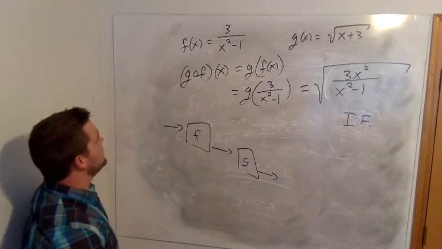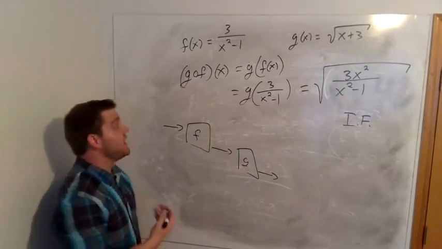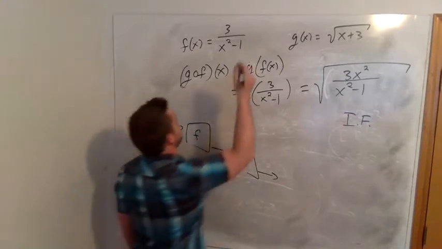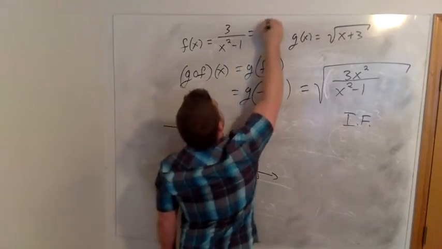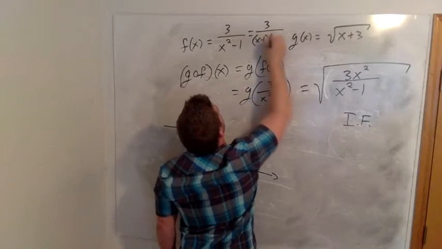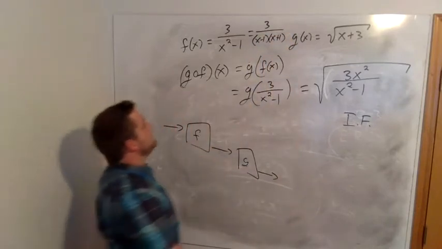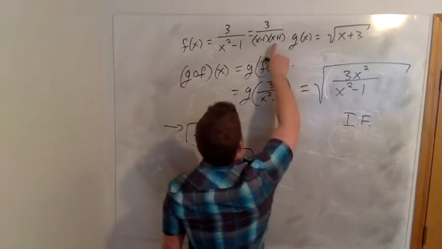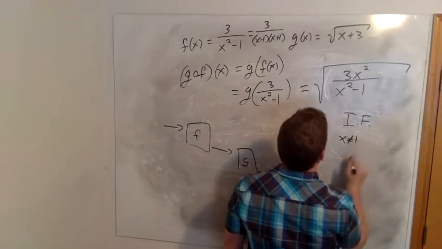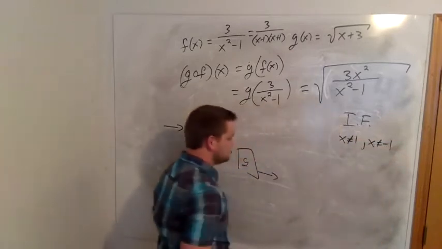If I'm looking at the domain of F, well, I'm not worried about taking the square root of a negative, but I am worried about possibly dividing by 0. Notice that this is the same thing as 3. I can factor the bottom. This is x minus 1 and x plus 1. So the domain of the inner function, notice that x can't be 1 and x can't be negative 1. X cannot be 1. And x cannot be negative 1.